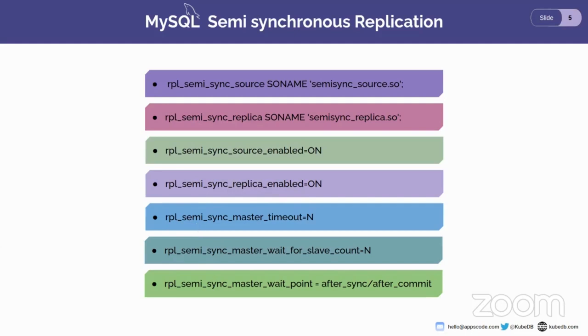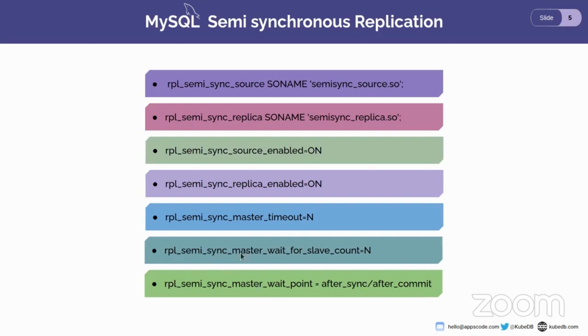There is a variable, semi-synchronous master timeout, and by default the value is 10 seconds. The variable is responsible for how long the source will wait for the replica to send an acknowledgement. If a transaction fails to be acknowledged within this timeout, it will go back to asynchronous replication. To enforce the semi-synchronous replication, we have set it to 24 hours, so that if a transaction takes more than 10 seconds or there is a large transaction, it doesn't fall back to asynchronous replication.